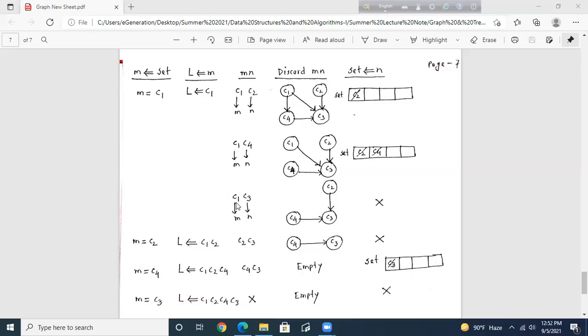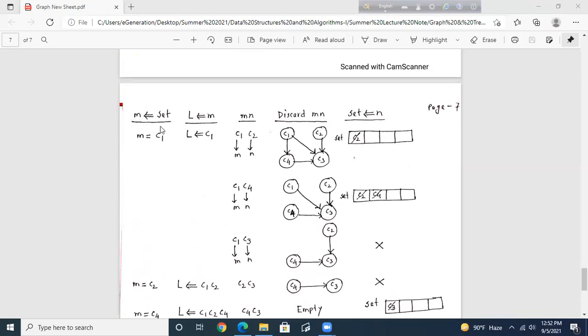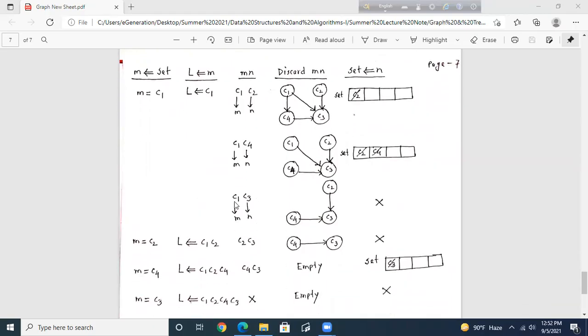Then dear student, another thing is, because our M value is C1, C1 to C3, I have to discard those edges. C1, C3 edges I can discard. So after discarding this one, my graph is this one.